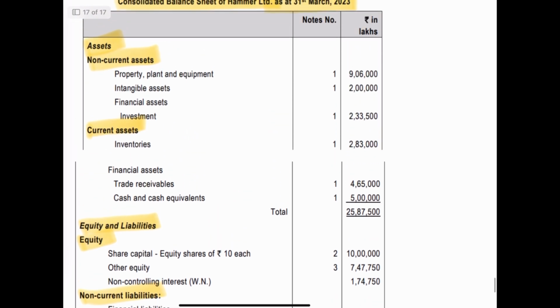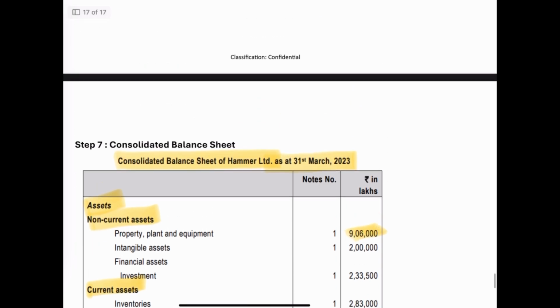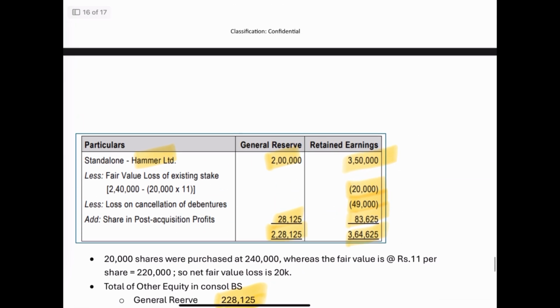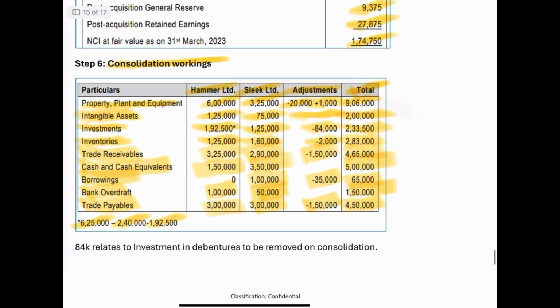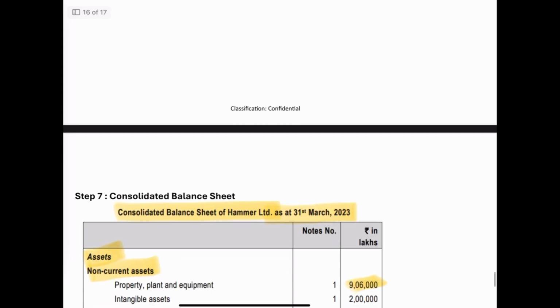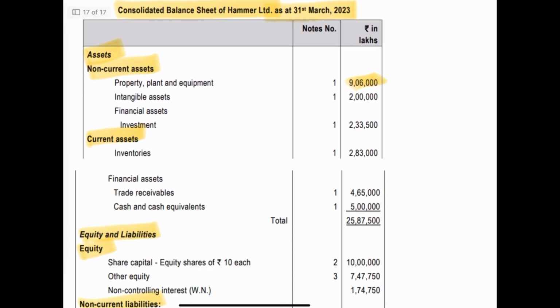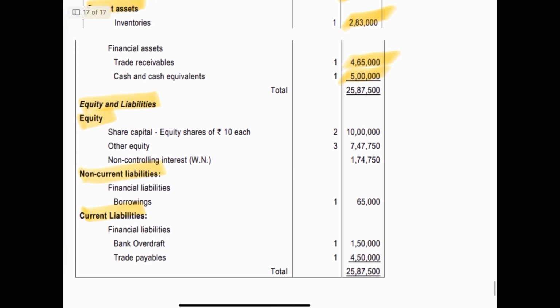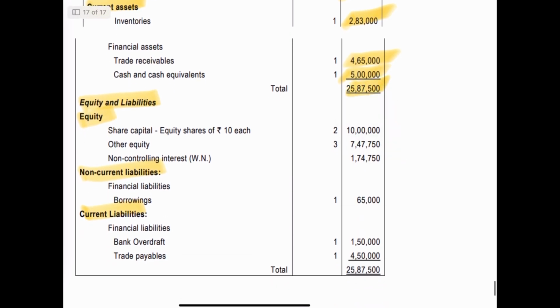In the assets, property, plant and equipment of 906,000 comes exactly from our working. You can refer to all the workings, which add up to this consolidated balance sheet. Intangible asset goodwill comes to 200,000, then investment comes to 233,500, inventory 283,000, trade receivables 465,000, and cash 500,000. So the total assets come to 25,87,500.